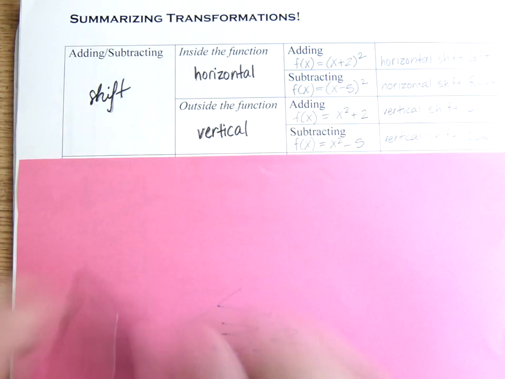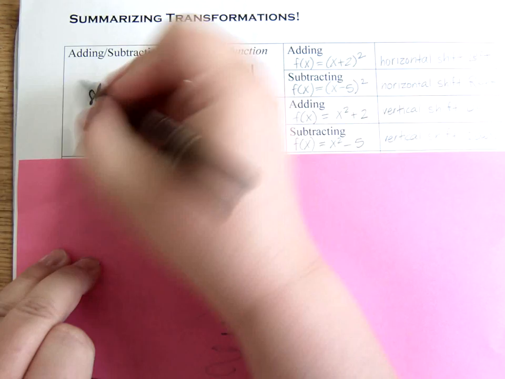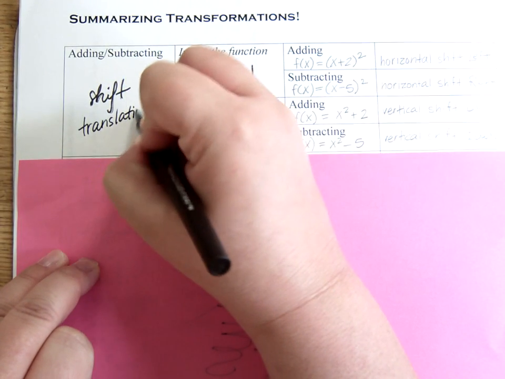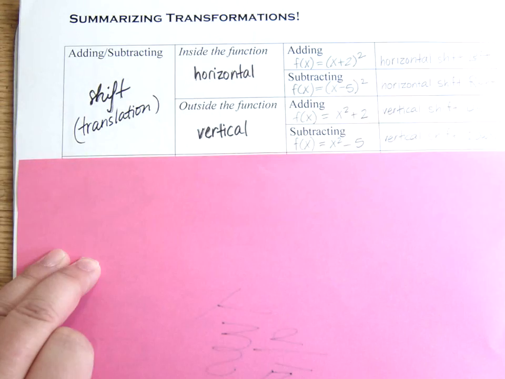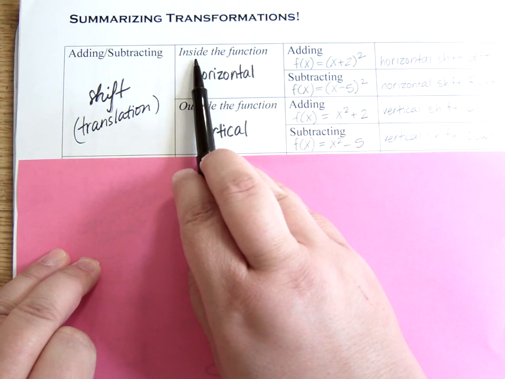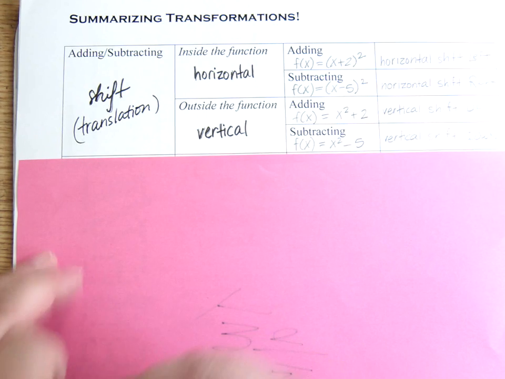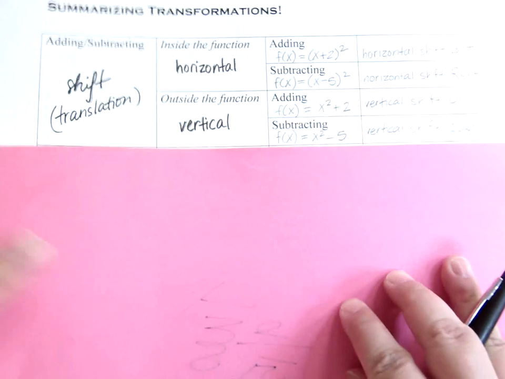Adding and subtracting is always a shift, or a translation is another word for that. Okay, inside the function it's horizontal, outside the function it's vertical. Now that's just a general rule, and let me just talk to you about what I mean by inside or outside the function. Basically it means inside or outside of whatever is happening to x.